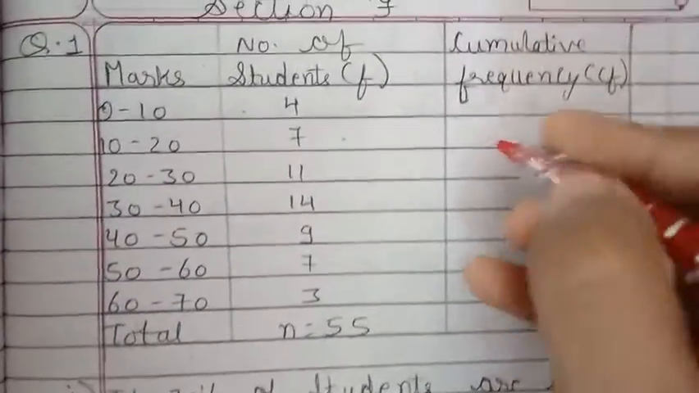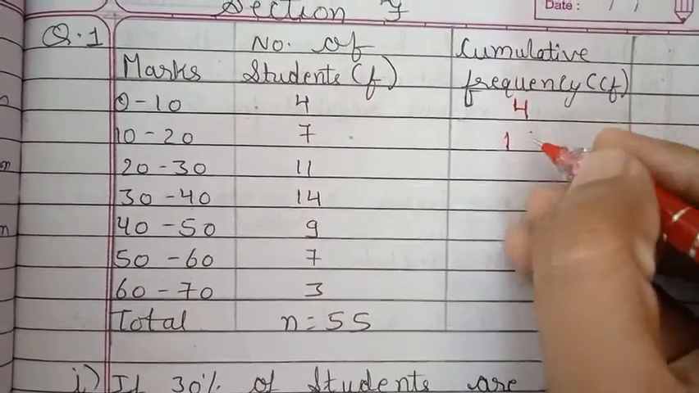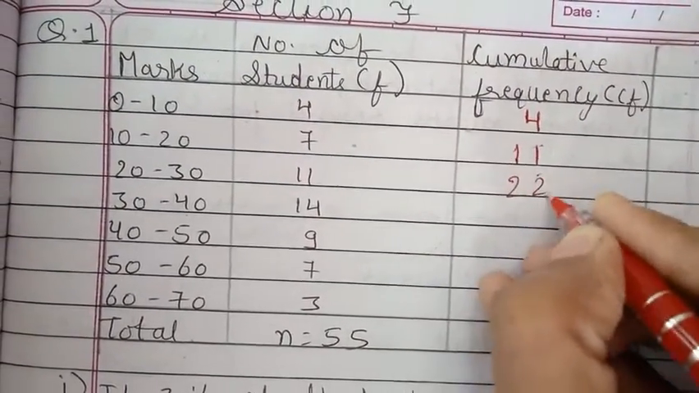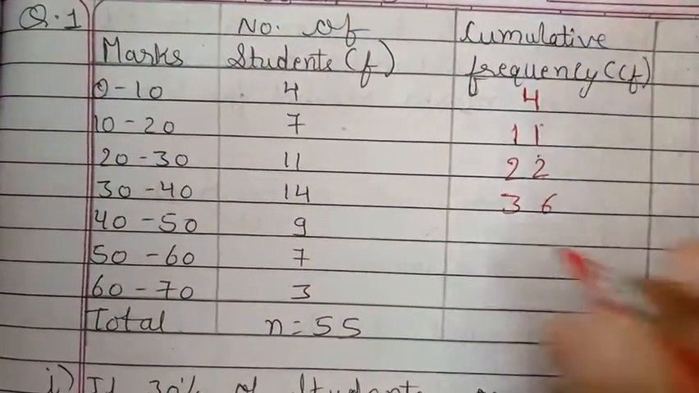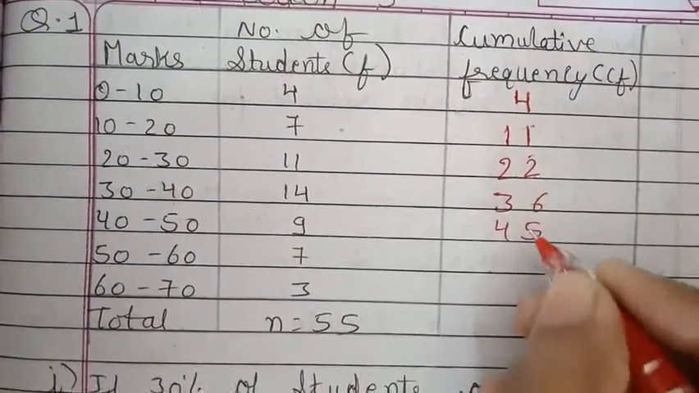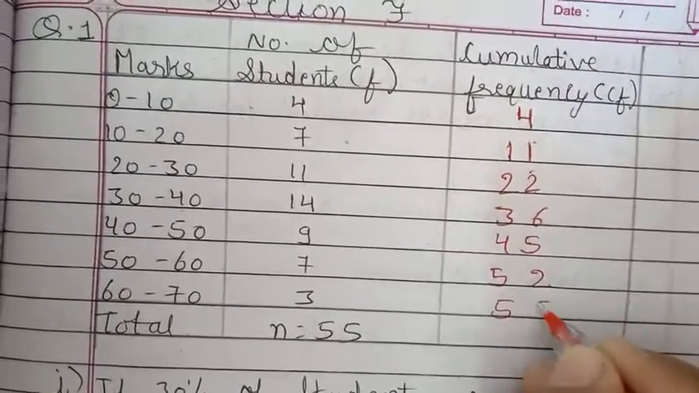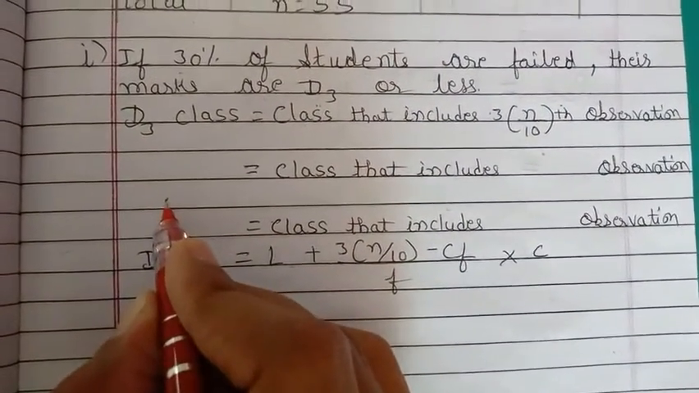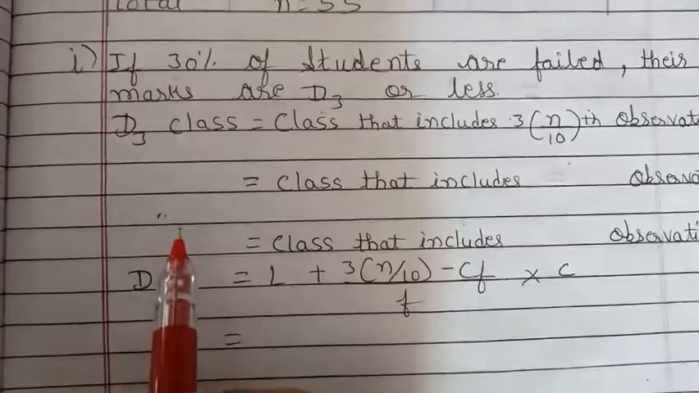First of all, we have to find CF, that is cumulative frequency. 4 plus 7 is 11, then 11 plus 11 is 22, 22 plus 14 is 36, 36 plus 9 is equal to 45, 45 plus 7 is equal to 52, and 52 plus 3 is equal to 55. Now D3 we will find, so we will get the boundary point of the students who are failing. From there that will be the passing marks.